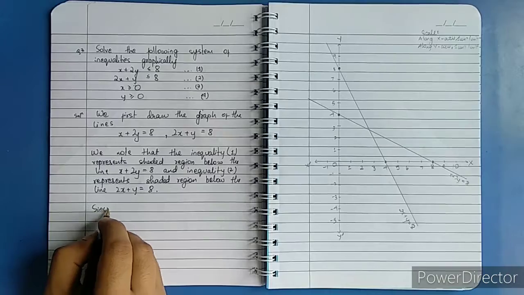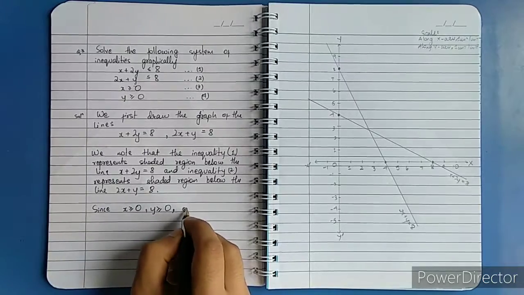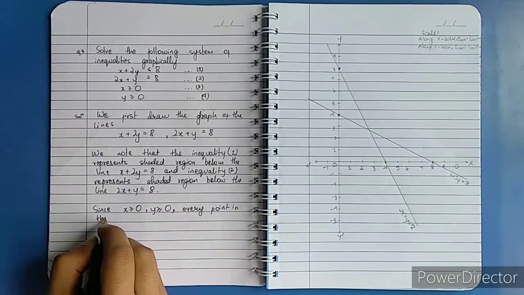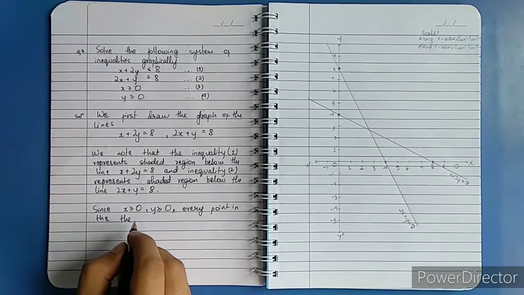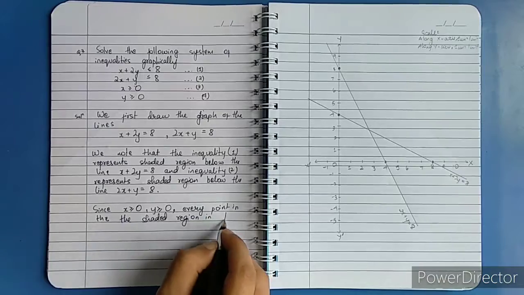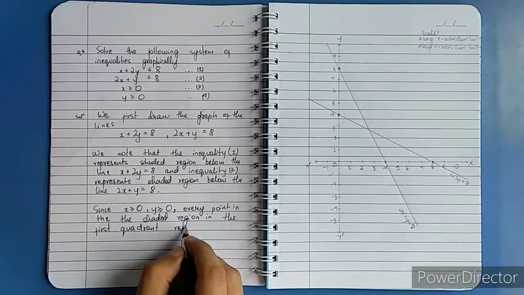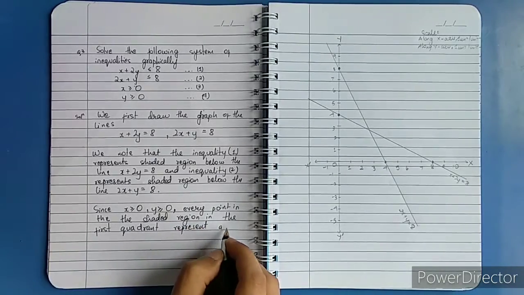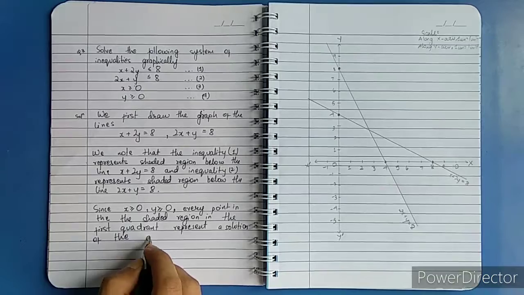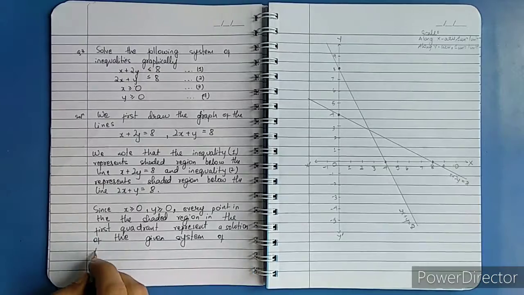So since in the question we have x ≥ 0, y ≥ 0, every point in the shaded region in the first quadrant represents a solution of the given system of inequalities.